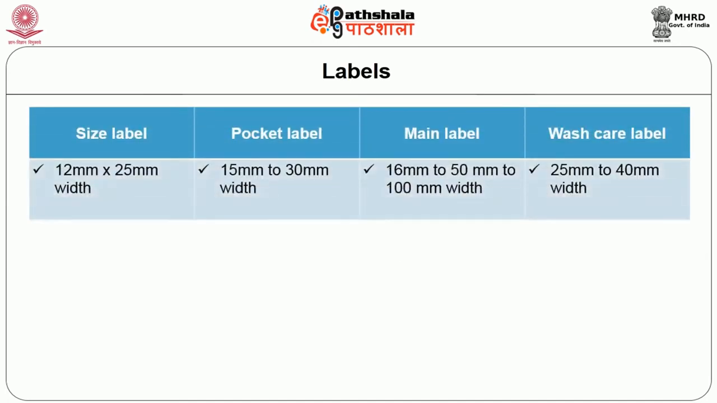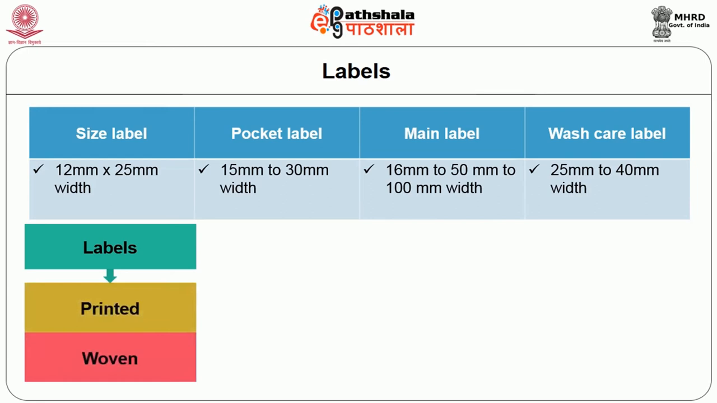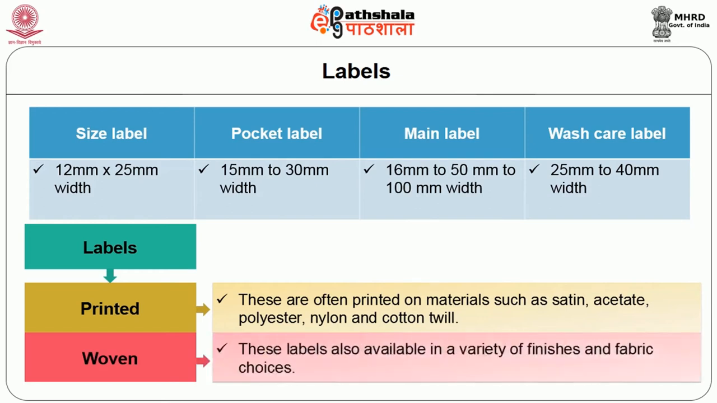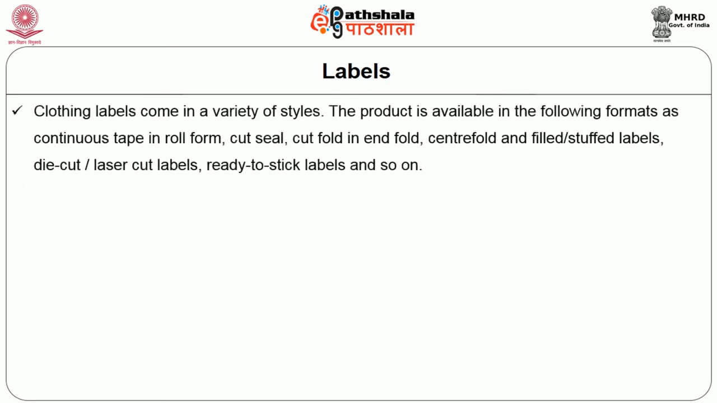The size of labels varies: size labels 12 mm to 25 mm width, pocket labels 15 mm to 30 mm width, and wash care labels 25 mm to 40 mm width. There are two primary categories of labels, namely printed and woven. Printed labels are often printed on materials such as satin, acetate, polyester, nylon and cotton twill. Woven labels are also available in various finishes of fabric choice. Clothing labels come in various styles.